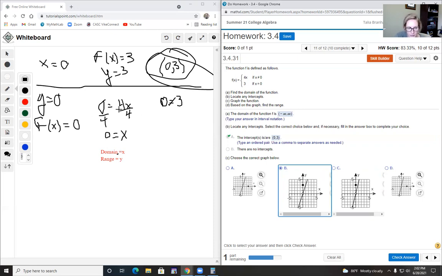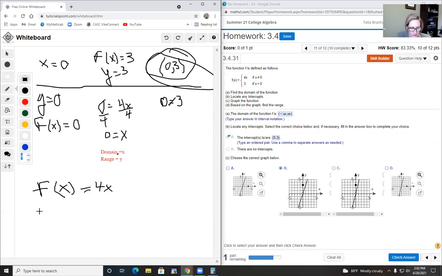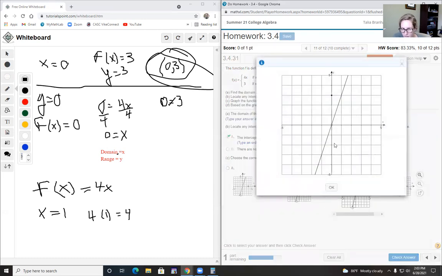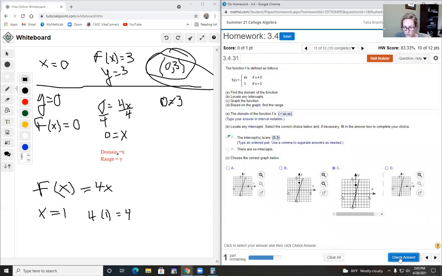So since we have 4x, let's go ahead and put in a value to check. So let's say we have x equals 1. So we're going to have 4 times 1, which would give us 4. So let's find the graph that has that (1, 4). This one at 1, we have the value 3, so this one would be the graph of 3x. This one, if we have 1, we would have that (1, 4). So we have that (1, 4) on this one, so this one would be our graph.